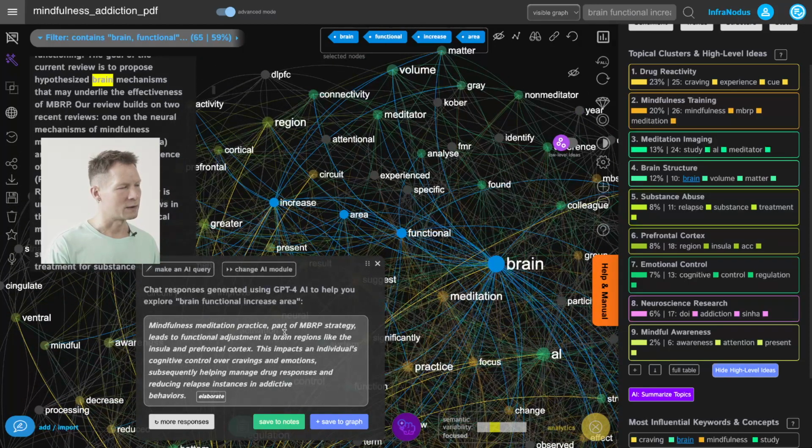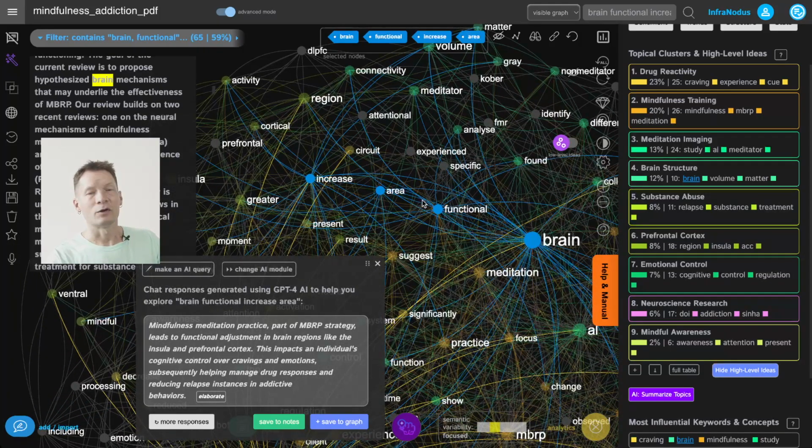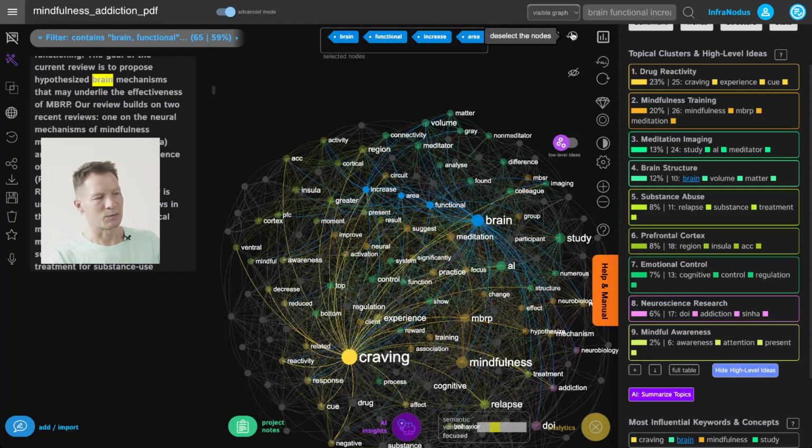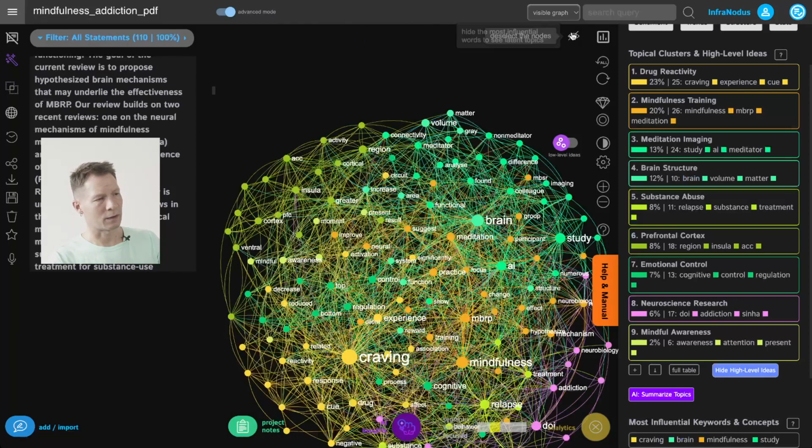And here it's talking about the meditation practice that actually leads to functional adjustment in brain regions like the insular and prefrontal cortex, and how it impacts an individual's cognitive control over cravings and emotions by increasing those functional brain areas and affecting them somehow, increasing the activity in them and affecting them. So there we get the answer to the question that is very specific, but we knew what question to ask because we saw what the concepts are and how they're connected inside. So this would be another approach that you could use to query this document.